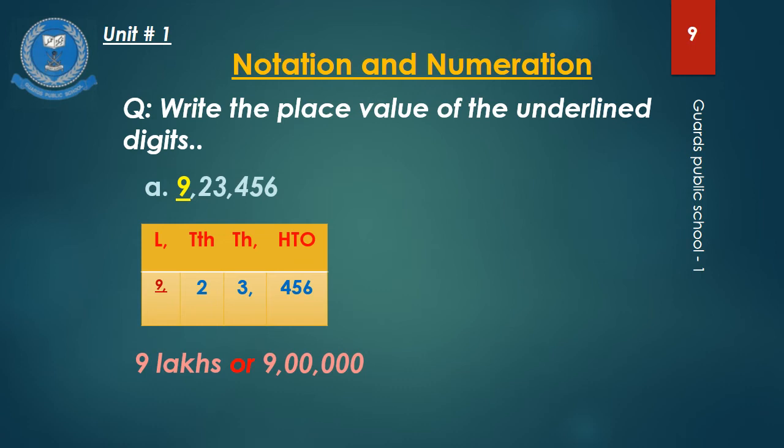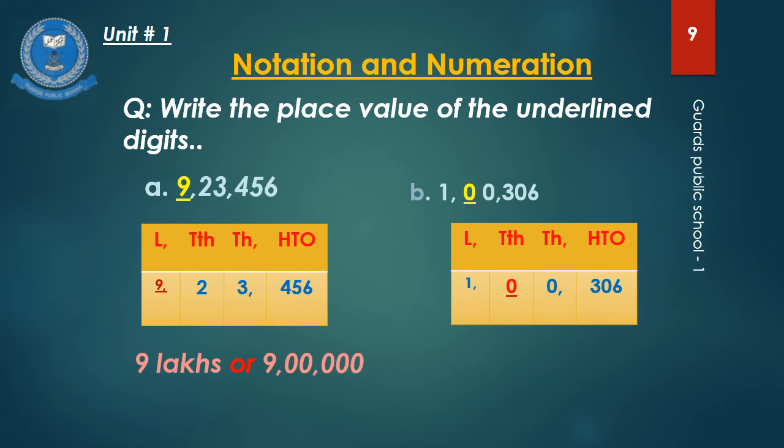Now students, the second example is a tricky one. In the number which is given, the underlined digit is 0. Now let's start reading the values from the right. 6 ones, 0 tens, 300, 0,000, 0 10,000, 1 lakh. You have noticed? The underlined digit 0 is on the 10,000's place. We will write it as 0 10,000, but its place value is always 0, no matter at which place it is. The place value of 0 will always remain 0.